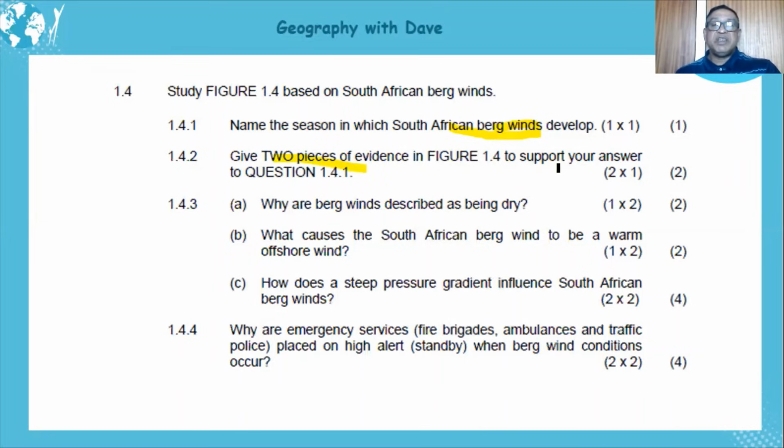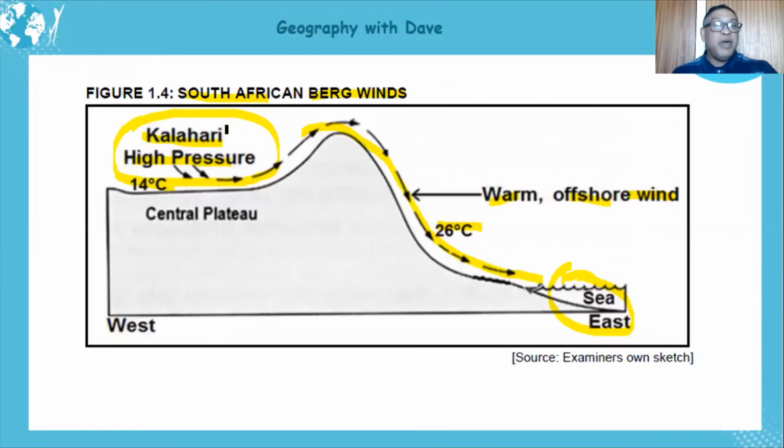Give two pieces of evidence to support your answer, giving evidence from figure 1.4. You can't just give your general answers. That is why you must read, learners. You give the right information. So what do I see here? I see a well-developed Kalahari high-pressure system. Can you see? I see air moving down towards the coast. Offshore.